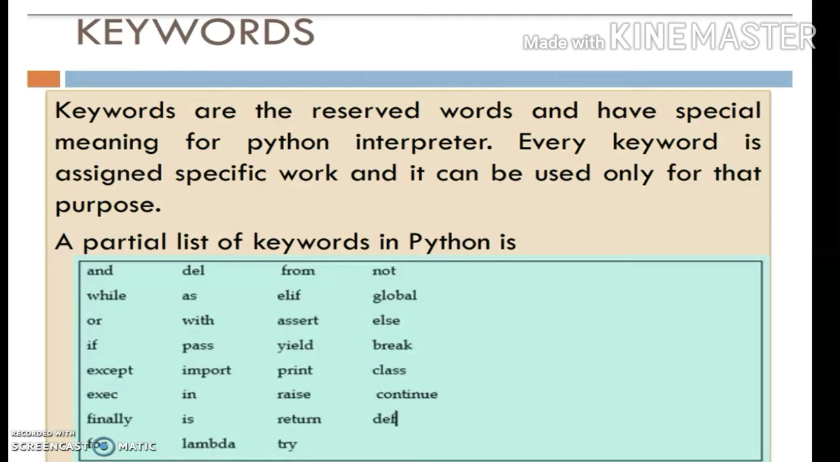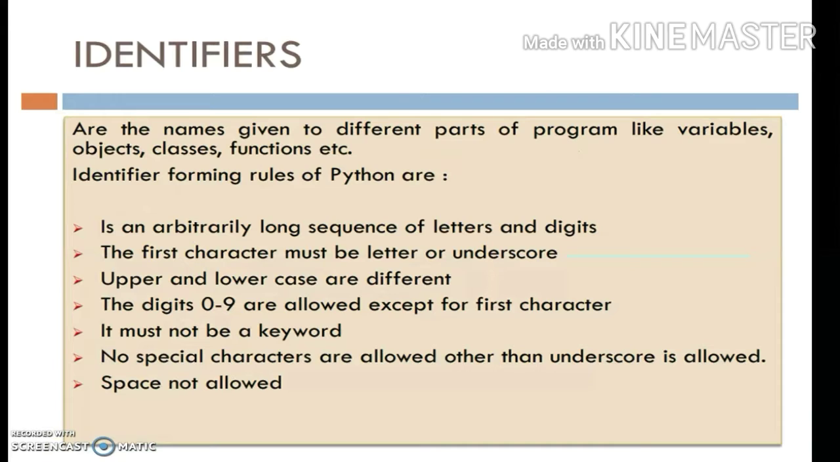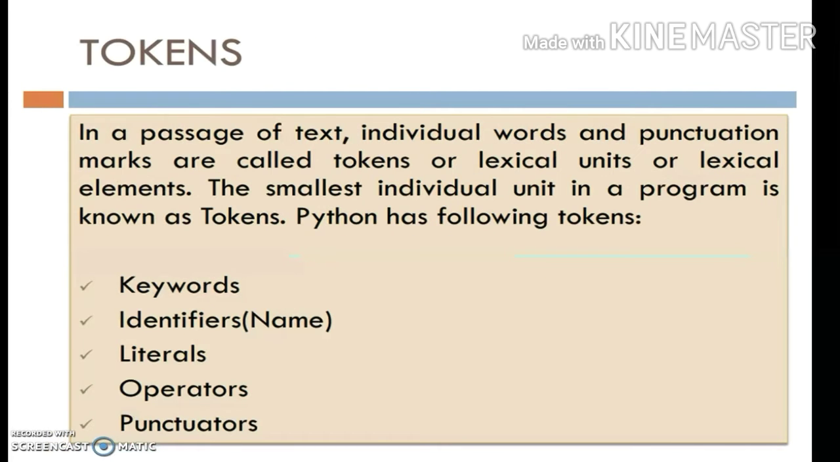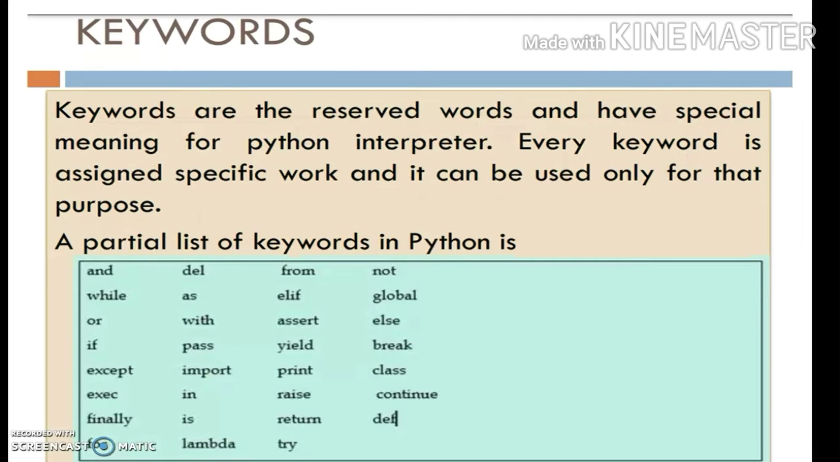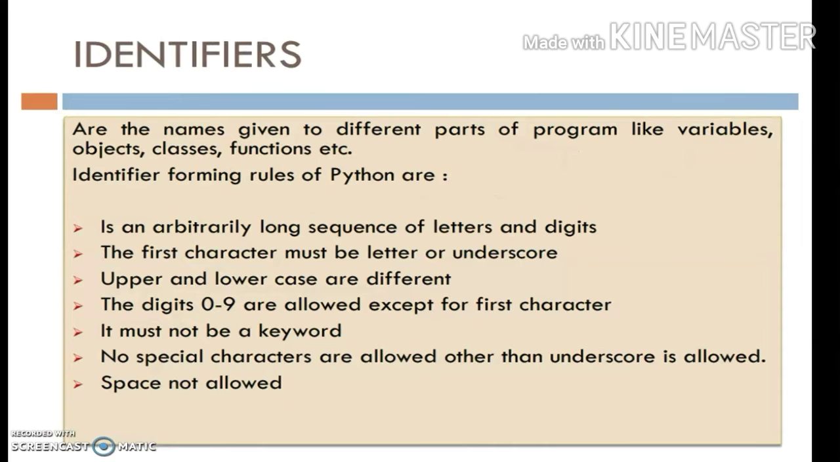Then the second token type is identifiers. First keywords, then identifiers, literals, operators and punctuators. So the first is keywords, the second is identifiers. See, identifiers are the names given to different parts of a program like variables, objects, classes, functions, etc.